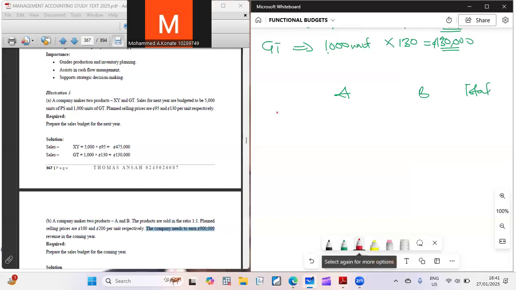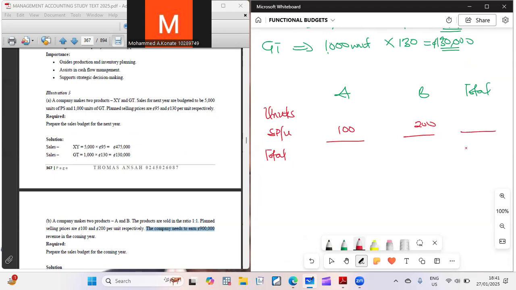But we do know that in the sales budget, we need the sales units. And the sales units per this question, we don't really know. But we need the selling price per unit. That we know. We are told that A is 100 and B is 200. And so the total values here we don't know yet. But we know the total for the two to be 900,000.